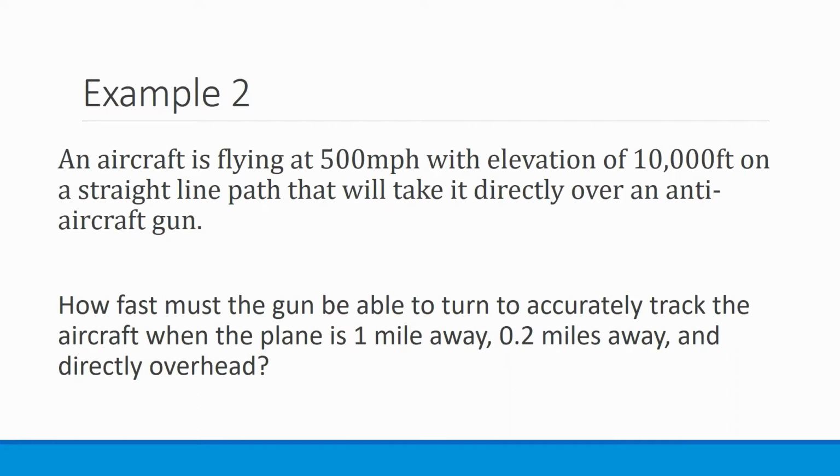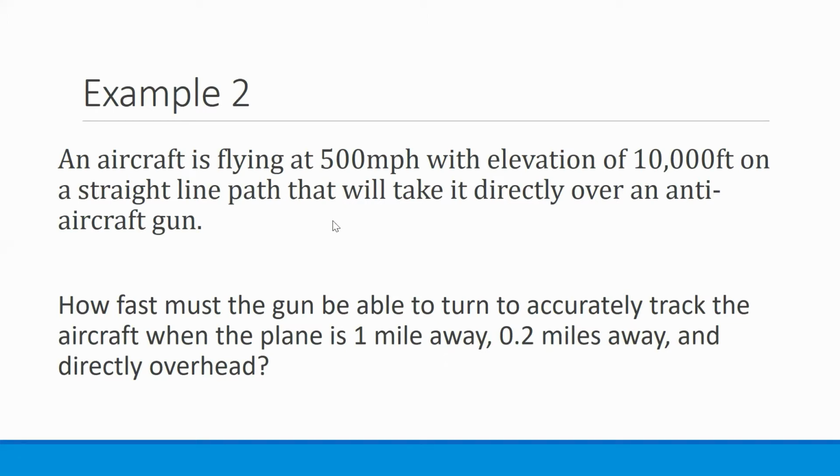This problem says an aircraft is flying at 500 miles per hour with an elevation of 10,000 feet on a straight line path that will take it directly over an anti-aircraft gun. How fast must the gun be able to turn to accurately track the aircraft when the plane is 1 mile away, 0.2 miles away, and directly overhead?